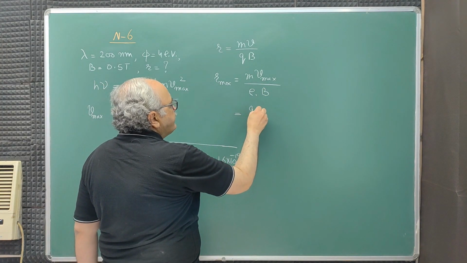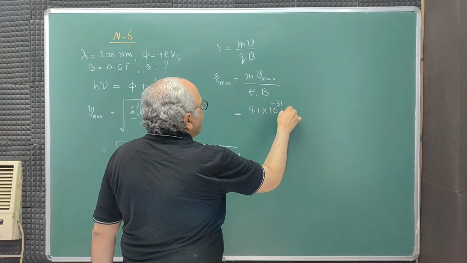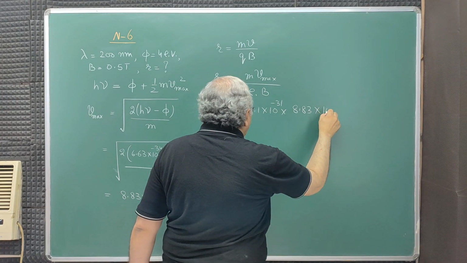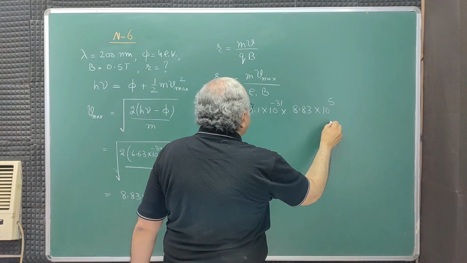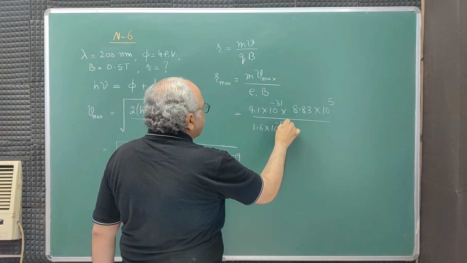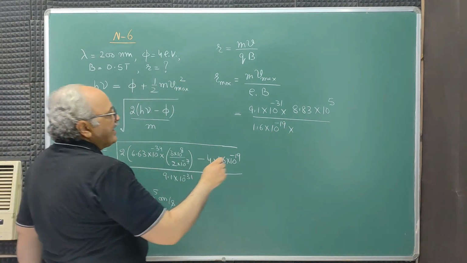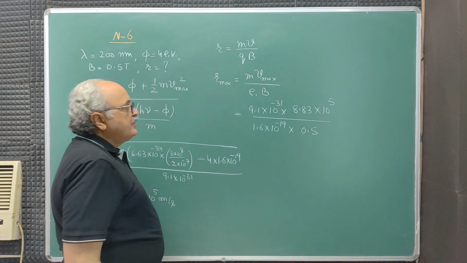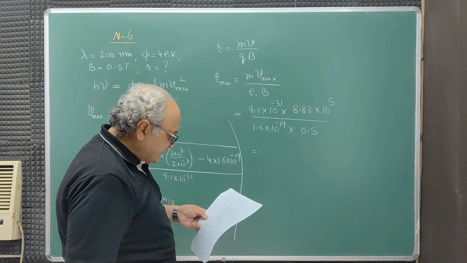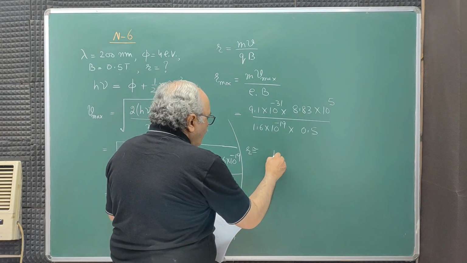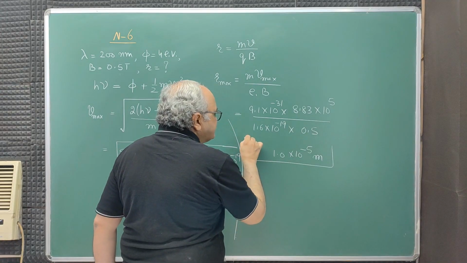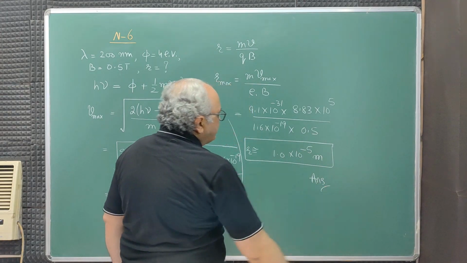So this is going to be 9.1 into 10 to the power minus 31, and v max we have already calculated, that is 8.83 into 10 to the power 5 meter per second, divided by the electronic charge 1.6 into 10 to the power minus 19, and the magnetic field we have is 0.5 Tesla. If you simplify this, the radius comes out to be nearly equal to 1.0 into 10 to the power minus 5 meter. So this is our answer for question number 6.